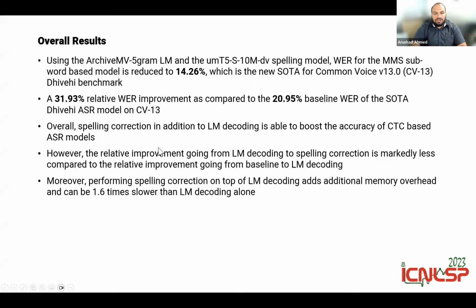Overall, spelling correction in addition to language model decoding is able to boost the accuracy of CTC-based models. However, the relative improvement going from language model decoding to spelling correction is markedly less compared to the relative improvement going from baseline to language model decoding. Also, performing spelling correction on top of language model decoding adds additional memory overhead and can be around 1.6 times slower than language model decoding alone.